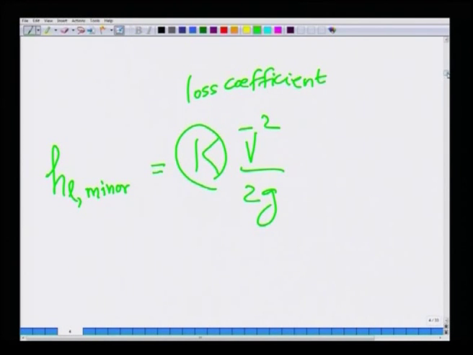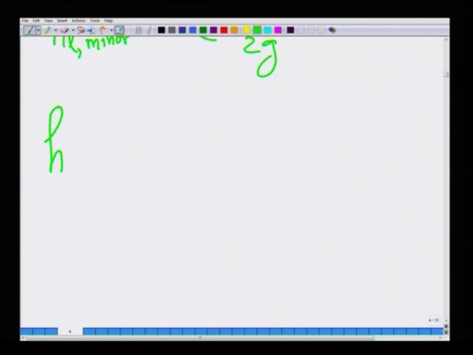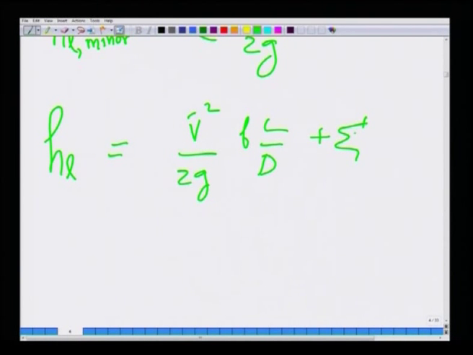So, the total losses in the pipe will be V squared by 2g times f L by D, plus summation over various minor losses, V squared by 2g times the loss coefficients. There could be varying losses, so sum over all losses. This is the typical way in which losses are computed.